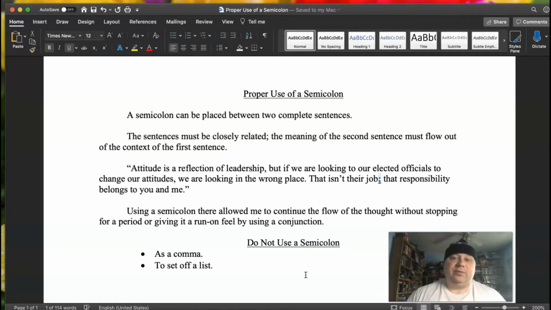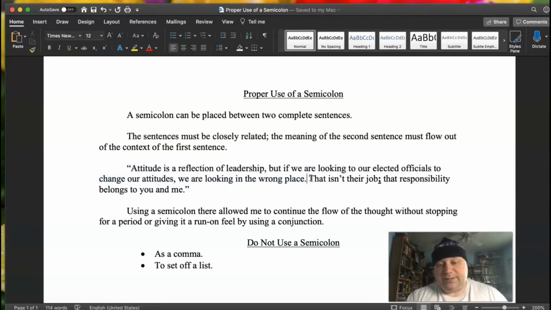I've given you an example here of a couple sentences from one of my columns that appear twice a month in the Virginia Review. All right, so this is the first sentence. Attitude is a reflection of leadership, but if we are looking to our elected officials to change our attitudes, we are looking in the wrong place. That sentence is fine. It's grammatically correct. The commas are in the right place. It flowed the way I wanted it to.